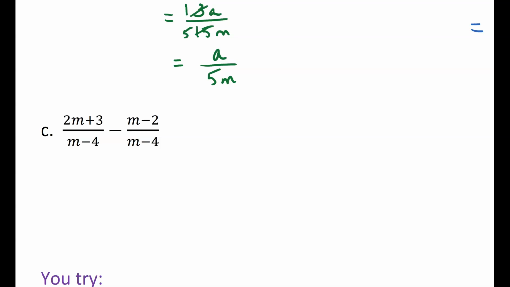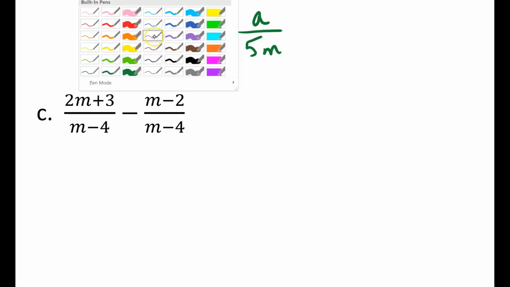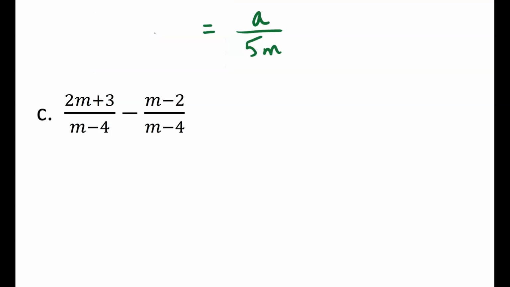So our next one, we've got 2m plus 3 over m minus 4 minus m minus 2 over m minus 4. So again, we will be very excited when the denominators are already the same. What part do we need to be careful with here? The minus. The minus, okay, because it's subtracting this entire term here. And so we have to be careful to distribute.